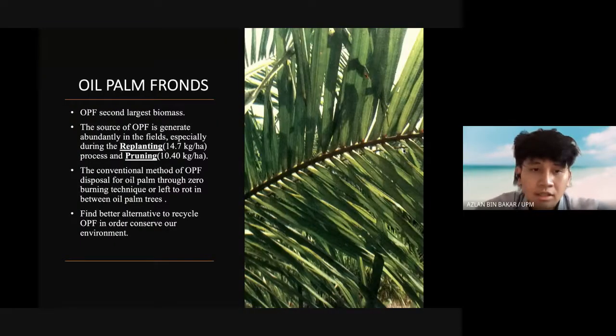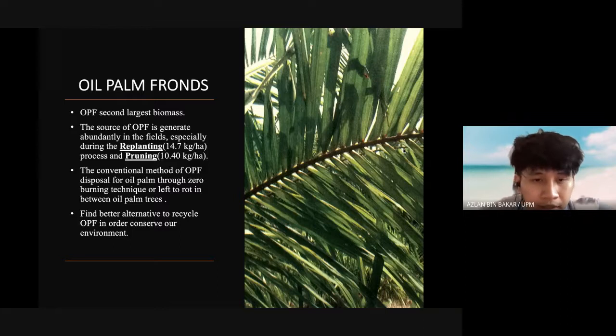So in this presentation, we will highlight the oil palm frond application. Oil palm frond is the second largest biomass product of oil palm. The source of oil palm frond is high during the replanting process and the pruning. A study was made where 14.47 kilogram per hectare were produced during replanting and 10.40 kilogram per hectare during pruning.